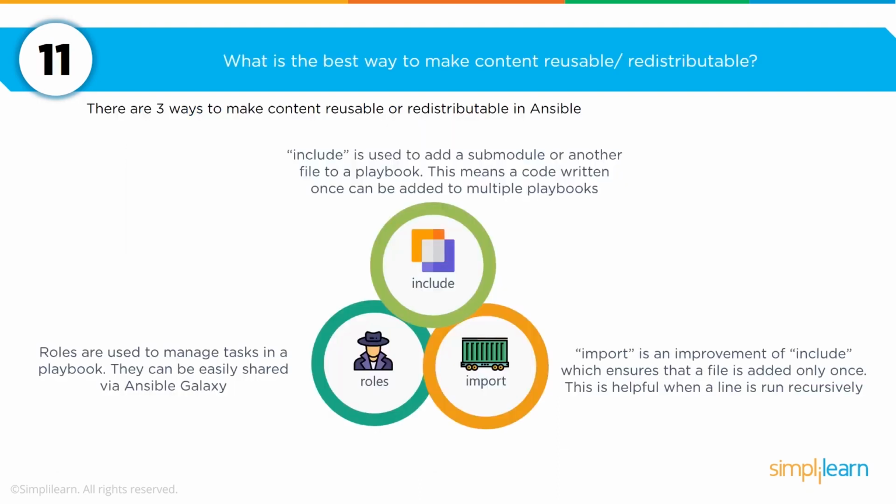So what is the best way to make content reusable and redistributable with Ansible? There are essentially three. The first is to include a submodule or another file in your playbook. The second is to import, an improvement of an include, which ensures that a file is added only once. And then the third is roles to manage the tasks within the playbook.